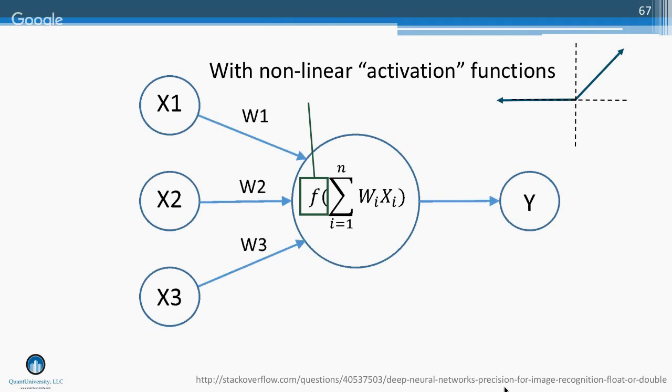Typically, what people use these days is that function up on the top right. It's really just max of your number with 0. So if it's positive, we keep it. If it's negative, we get rid of it and just replace it with 0.